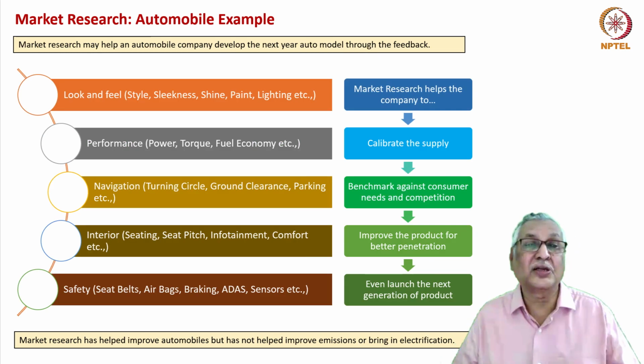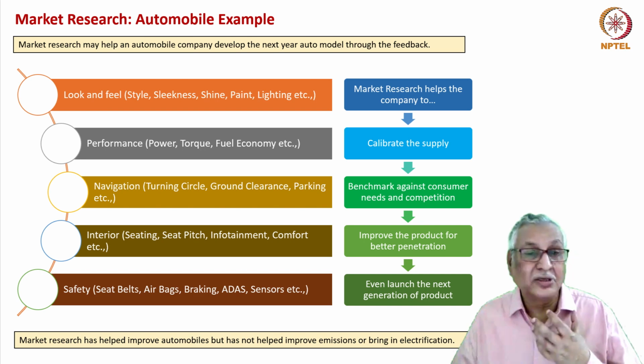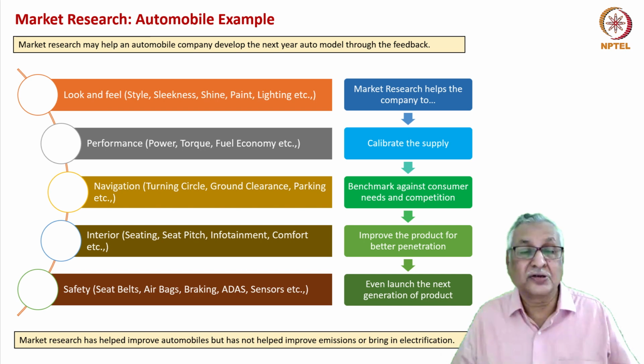Now, let's look at the automobile example. Market research may help an automobile company develop the next year automobile model through the feedback. So, what are the items that would be considered as part of the market research? Look and feel of the product, style, sleekness, shine, paint, lighting, decor, etc. Performance, power, torque, fuel economy, etc. Navigation, in terms of the turning circle, ground clearance, parking, etc. Then interior, the seating, seat pitch, infotainment, comfort, etc. And safety, seat belts, airbags, braking, ADAS, sensors, etc.